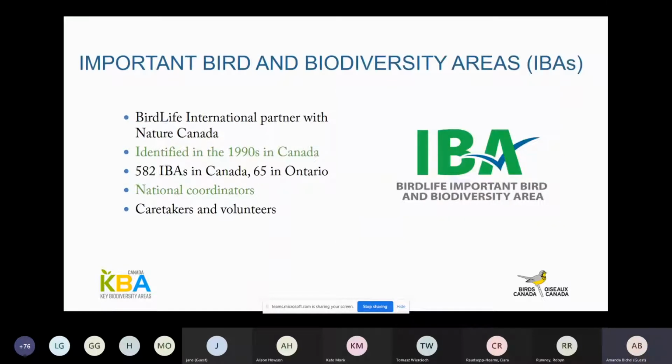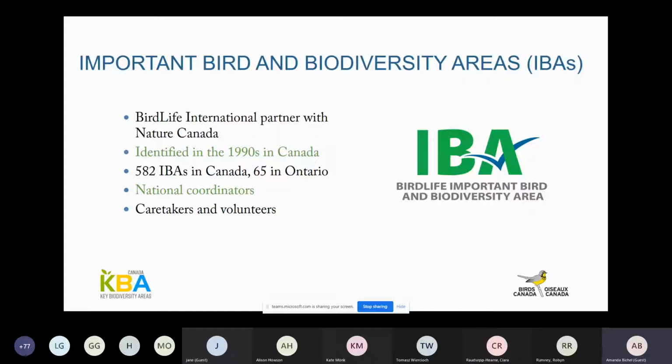A little bit about the IBA program. More broadly, it is a program that aims to identify, monitor, and conserve a network of sites that provide essential habitat for wild birds. And IBAs are a suite of designated sites, which are part of a huge global program.